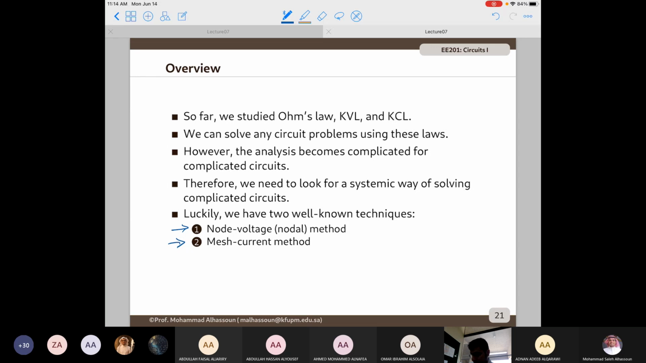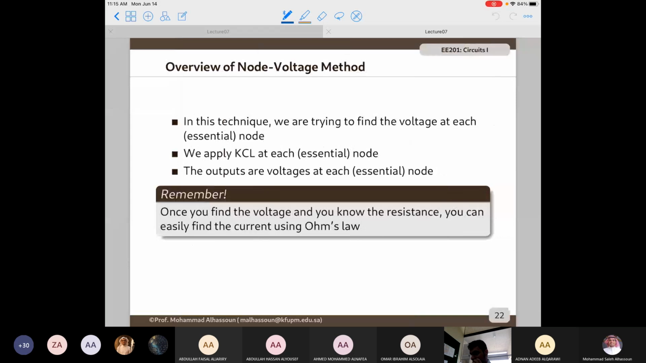And these methods work by introducing some sort of intermediate variables or intermediate parameters. And those intermediate parameters further simplify the analysis. So let's see. If we have a node voltage method, then we're trying to find the voltage at each node. And keep in mind that we're trying to use KCL at each node. We'll come to the difference between node and essential nodes. So the output is going to be a node voltage.